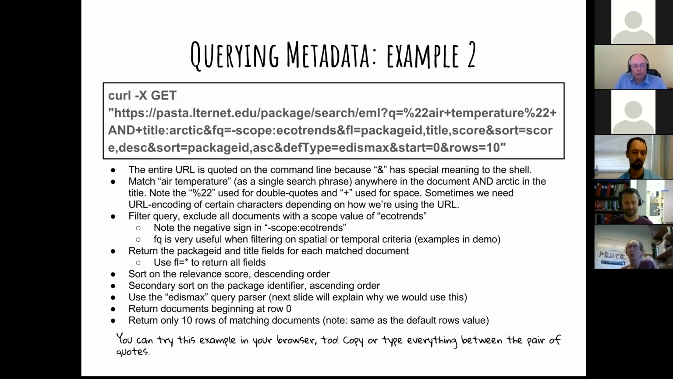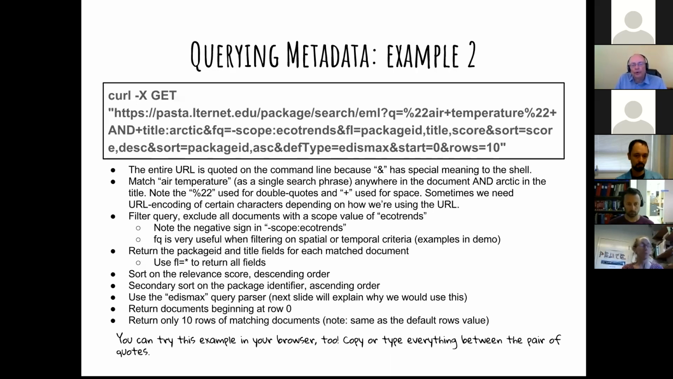If, on the other hand, you wanted to include only Ecotrends documents in your search results, you would remove the negative sign. FQ is also very useful when filtering based on spatial or temporal criteria, and we'll see some examples of that later. The third query parameter, FL, is asking for Solr to return a field list that includes the package ID, title, and score fields.